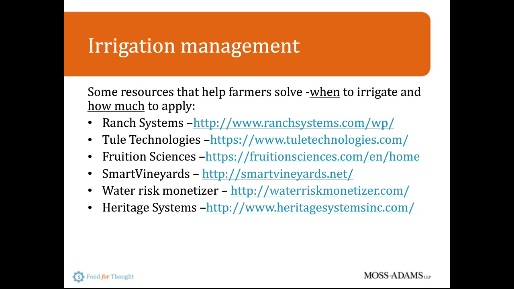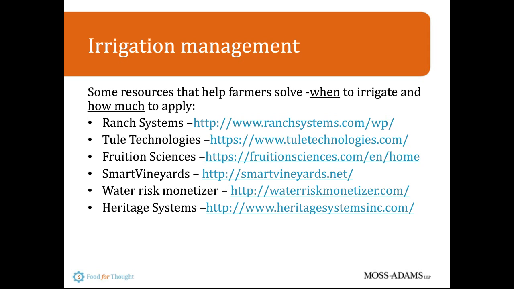Smart Vineyards, they're another water monitoring, water measuring system. They have to do more with tensiometers, the tension of water in the root zone. So again, it can be an accurate way of measuring what the plant's real demands and requirements are for water.